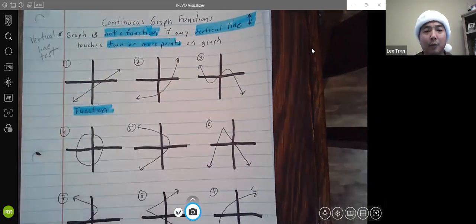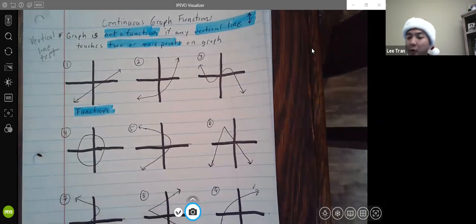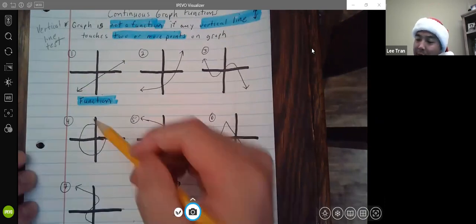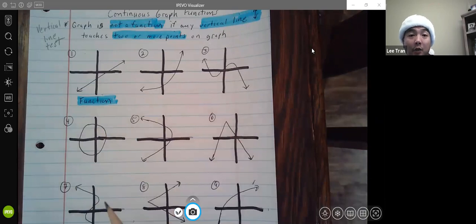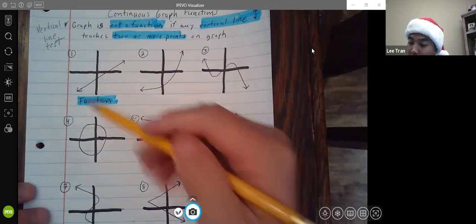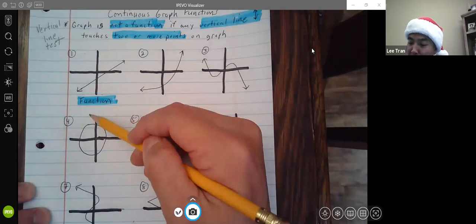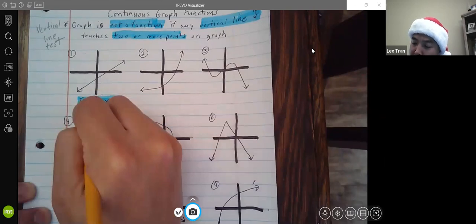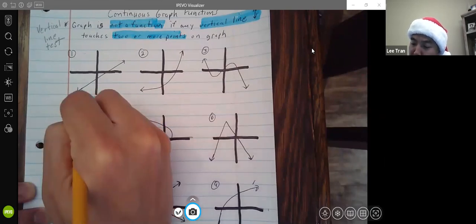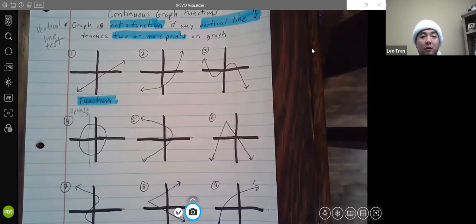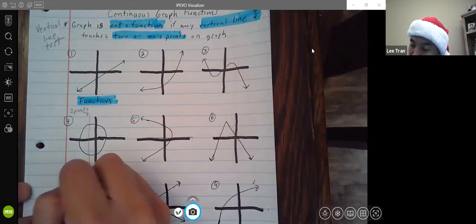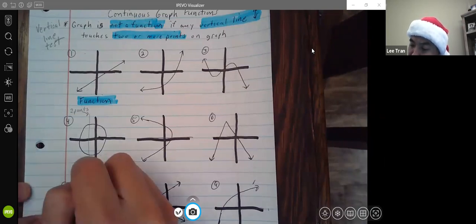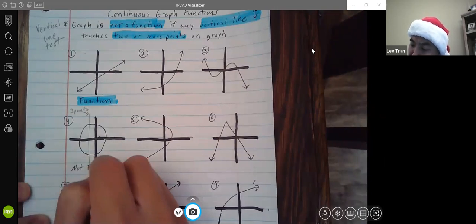I'm actually now going to jump down to number 4, and then we'll do them in order. But in number 4, I have to be able to draw a vertical line anywhere and it not hit 2 points. But here, you can kind of see if I draw a vertical line here, it's going to hit 2 points. Right there, 2 points. Okay, so this one would not be a function. So I'm going to put not function.